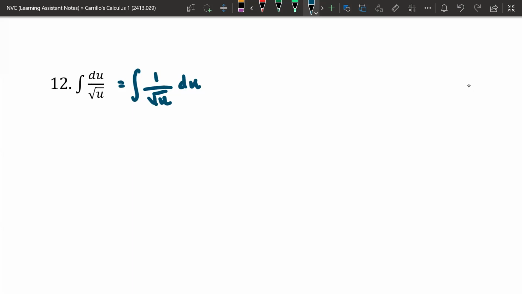So remember that we can rewrite the square root as a 1/2 exponent. And then using power properties, I can reciprocate this u, meaning I can bring it up to the numerator by switching the 1/2's coefficient to a -1. So now we'll have u to the -1/2 du.